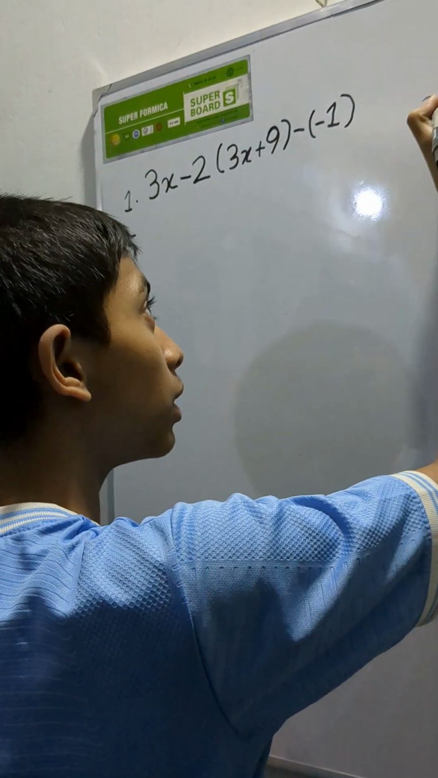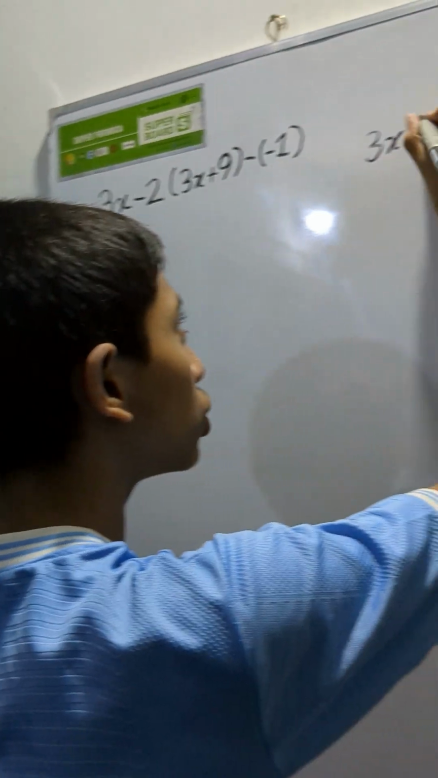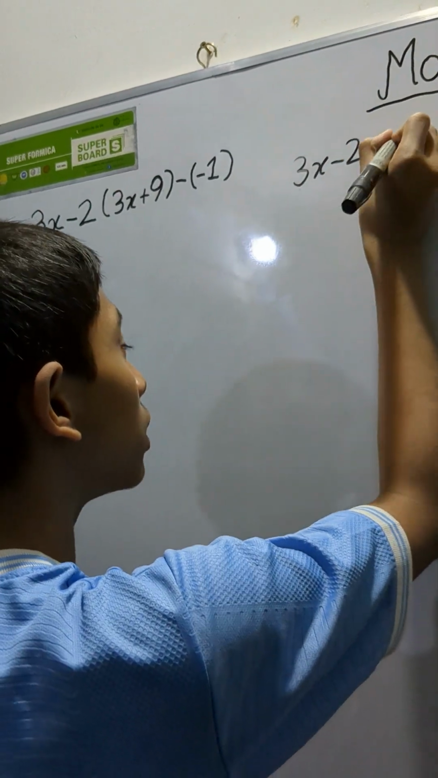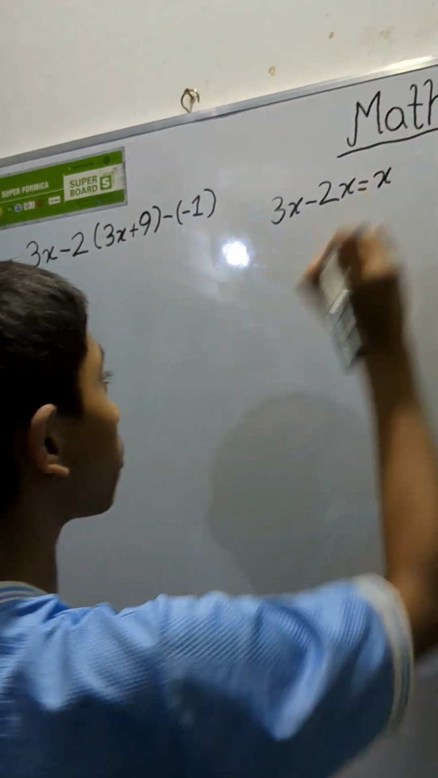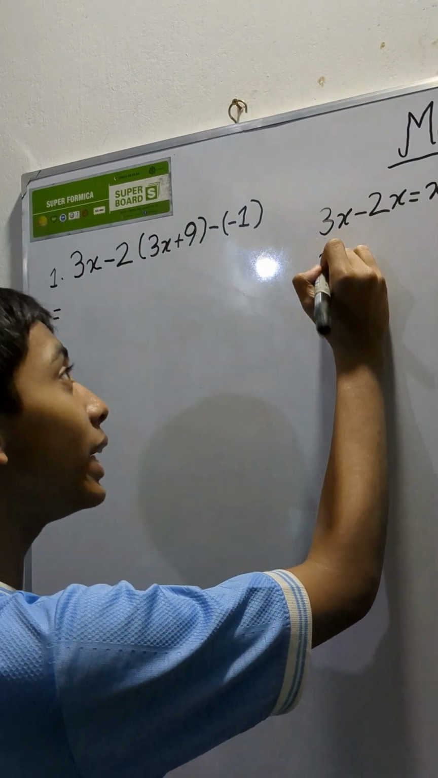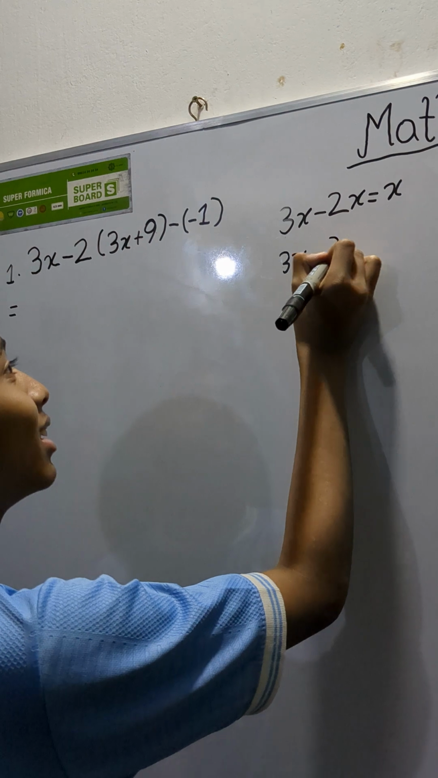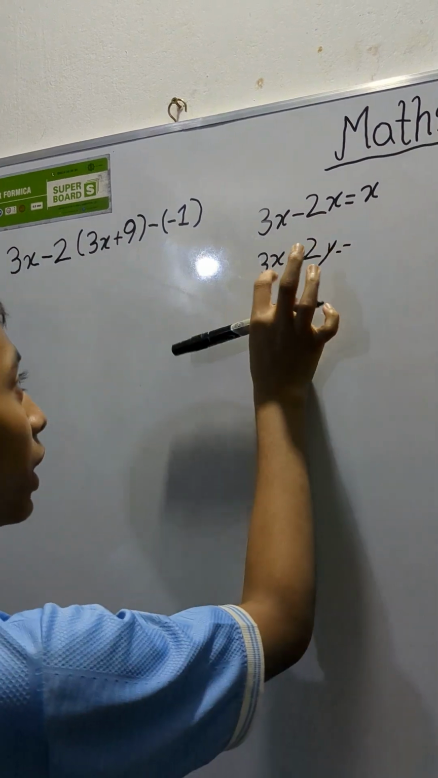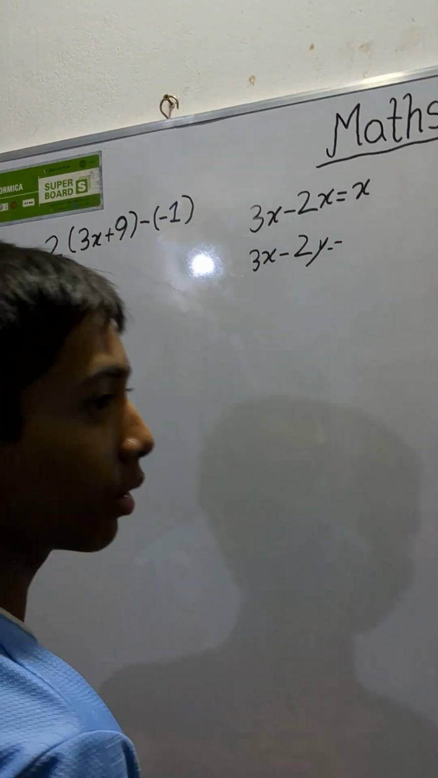So if here is 3x minus 2x, then we can do this. The answer will be only x. But if here is 3x minus 2y, we can't do this, because here is x and here is y.